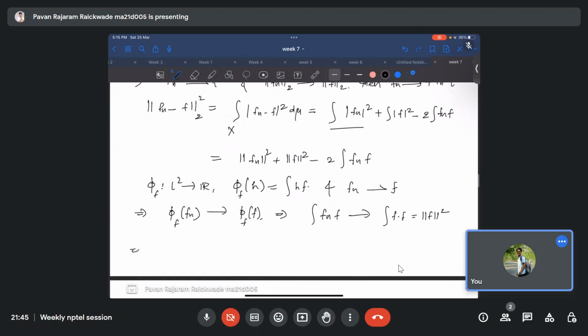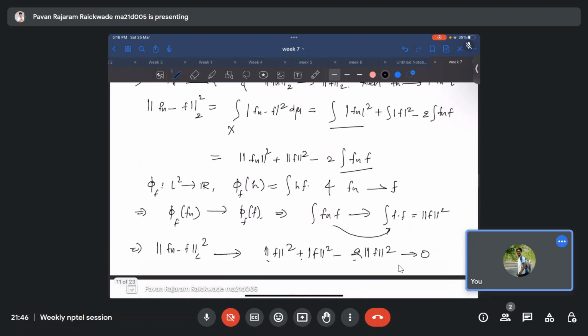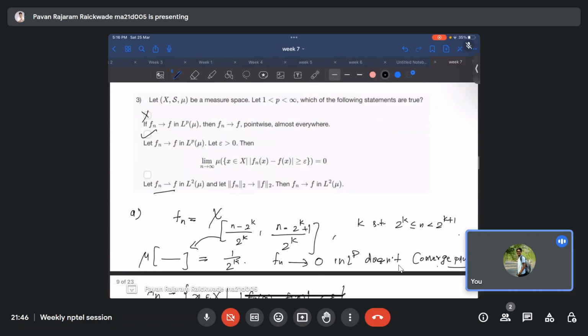So what do we have? We have the norm of Fn minus F in L2 squared goes to: norm Fn squared, which again goes to norm F squared, that's given, plus again norm F squared, minus 2 times this integral of Fn F, which goes to norm F squared. So 1 plus 1 minus 2 is 0. Yeah, so part C is also true.